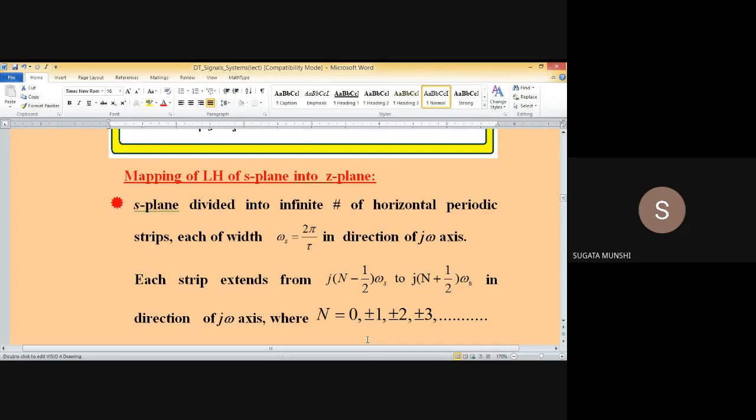Our intention is to first divide the S-plane into such periodic strips and then start from the mapping of the left half of the primary strip onto the Z-plane. Only the primary strip.